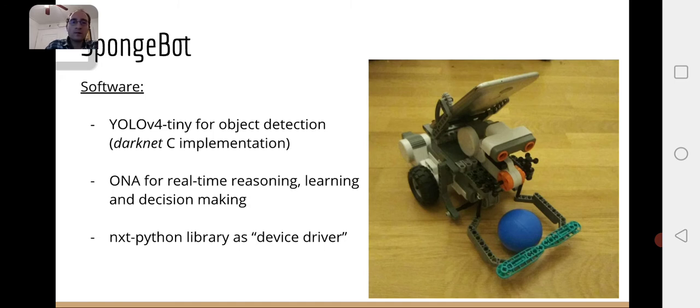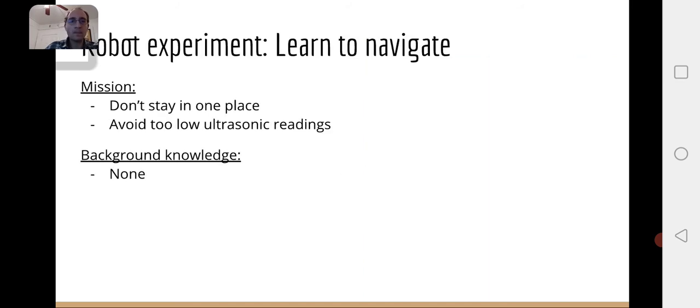The software here, we use YOLO version 4 tiny in this case, so that it's fast enough to run on the phone. ONA is used for real-time reasoning, learning, and decision making. As a library to control the robot, we use the NXT Python library as a device driver.